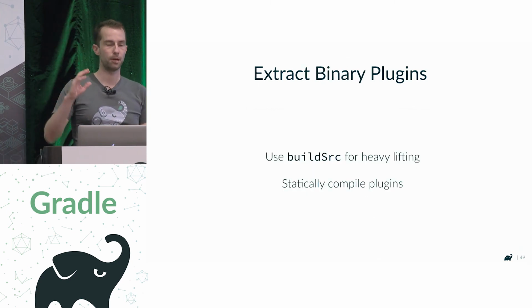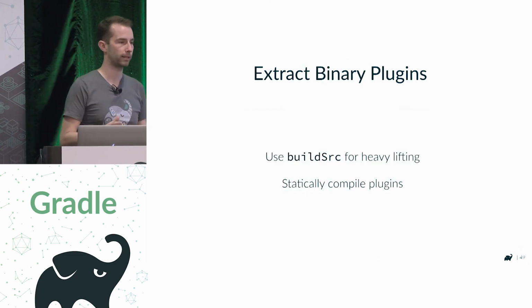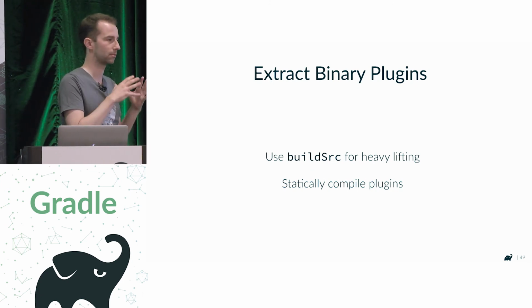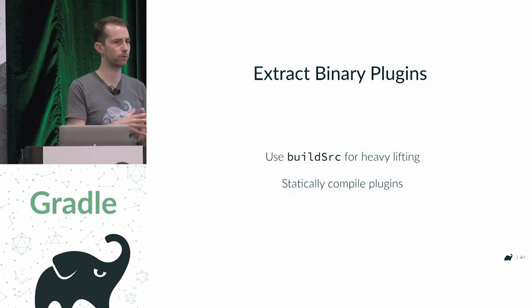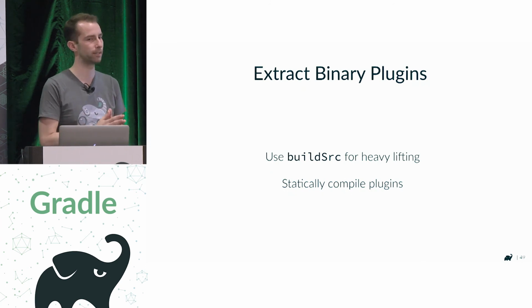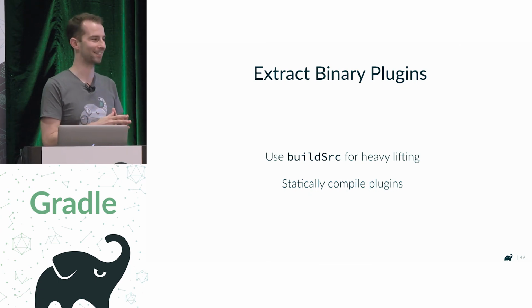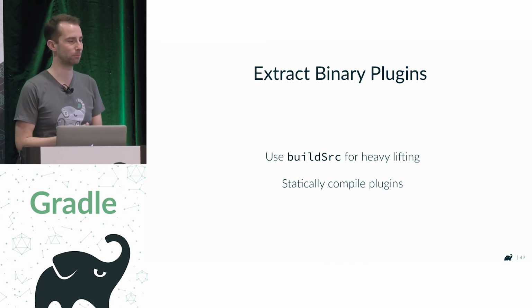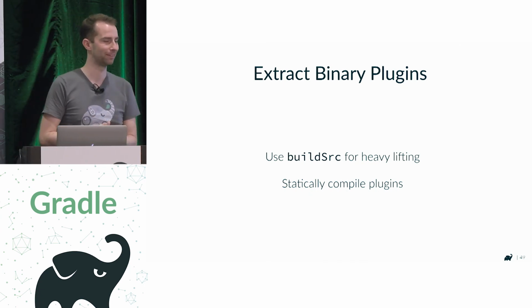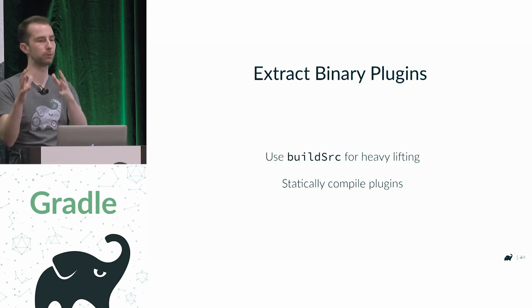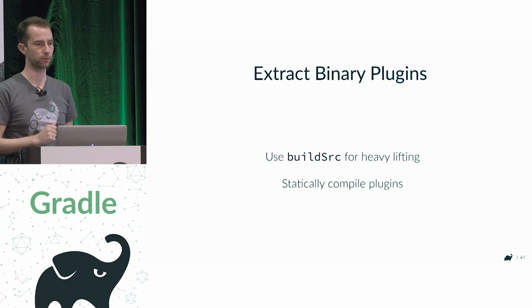Next step, if you have any kind of complex logic, don't leave it in a script plugin because dynamic Ruby is pretty slow, and also if you have complex logic, you probably want to test it. You don't want to leave the correctness to chance, like somebody accidentally finding a problem in your calculation. So if you have any kind of complex imperative logic, put it into buildSrc. Don't put it into a script.